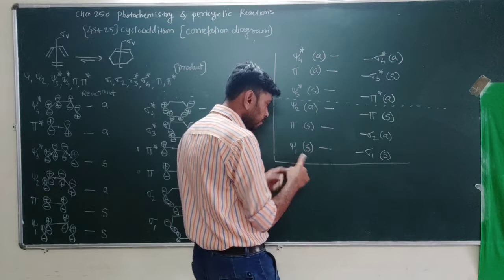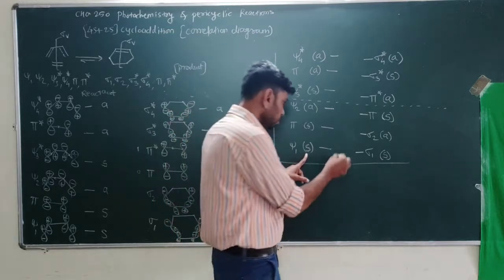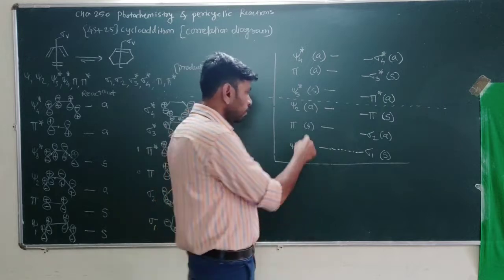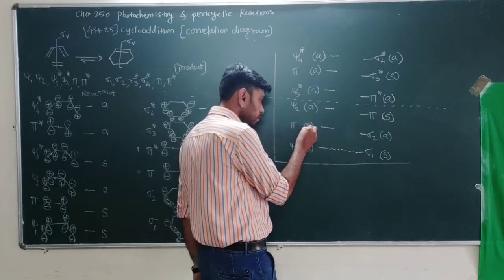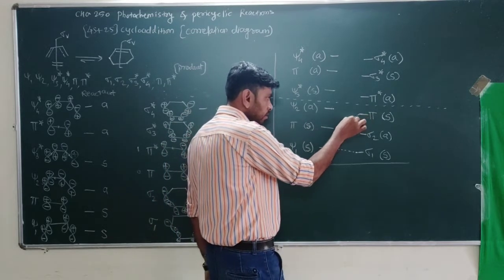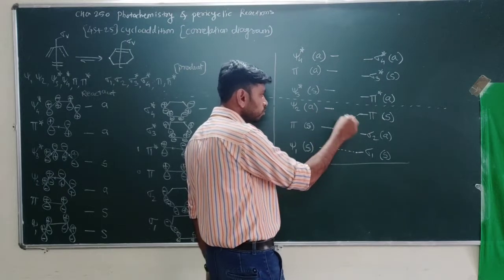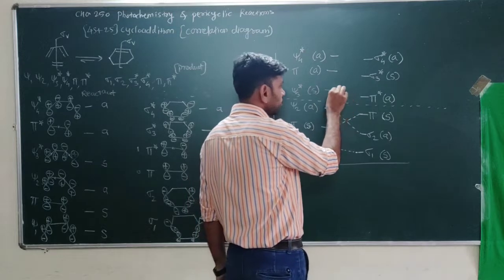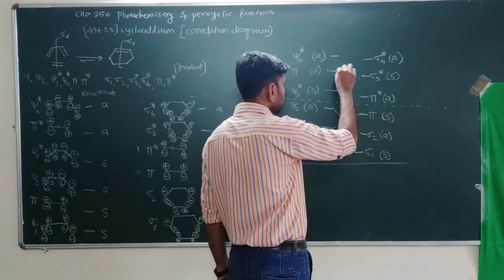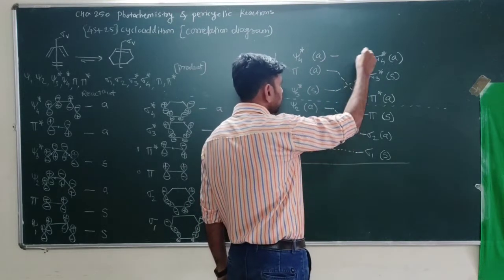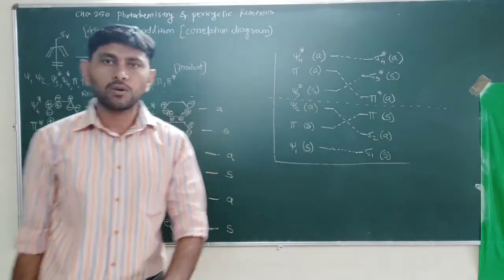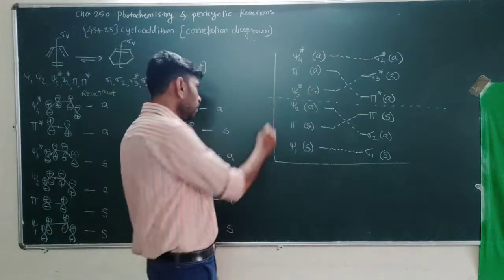So here psi 1 is symmetric. Symmetric should be correlated with symmetric. Now again the second symmetric is correlated with symmetric. Here it is correlated with symmetric. Asymmetric should be correlated with asymmetric. Then symmetric is correlated with symmetric. Asymmetric should be correlated with asymmetric, and this second asymmetric is correlated with asymmetric. So what is our observation from this diagram?